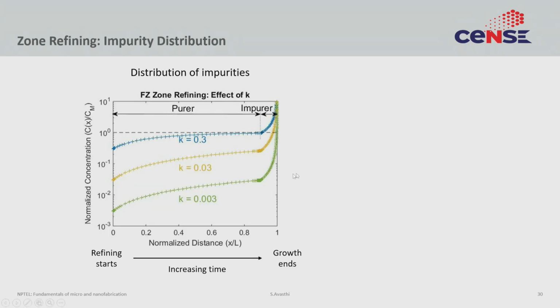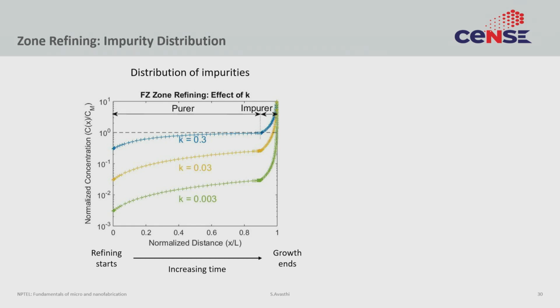Again, I would not go into the math of it too much, but once again you can make these plots where you're looking at the concentration as a function of distance, and here also, just like in CZ, there is a variation. It does not give you uniform concentration. You typically get purer material at the front end, impurer material at the back end, and how much more impure will also depend upon the distribution coefficient. Smaller distribution coefficients cause more of a gradient, larger distribution coefficients cause less of a gradient.